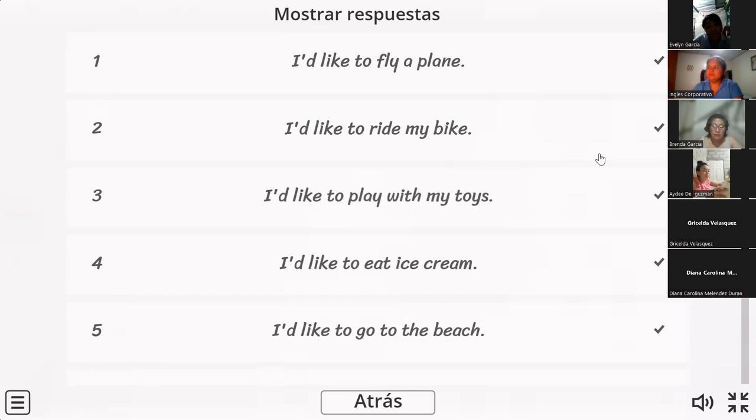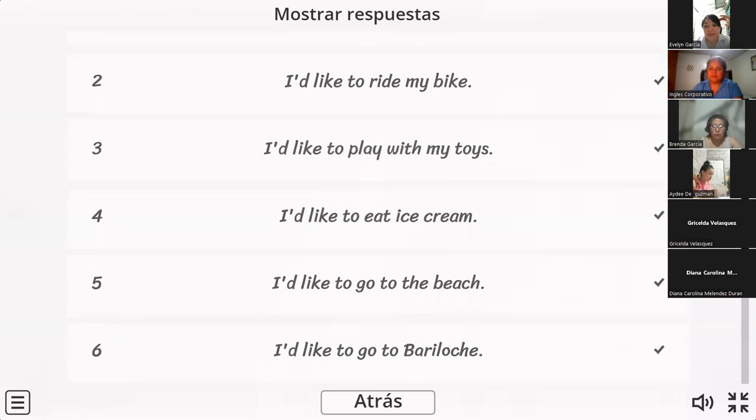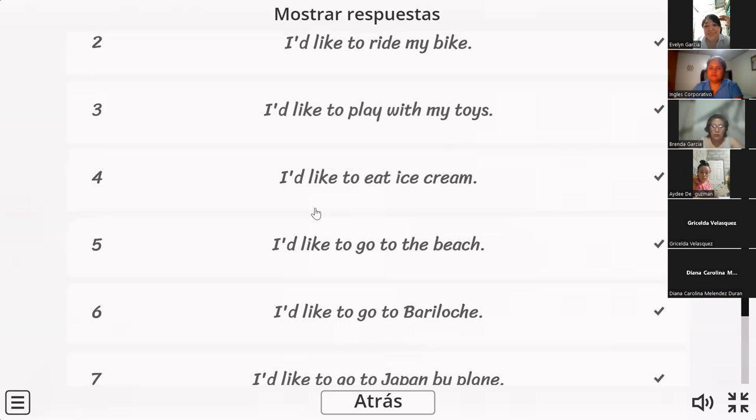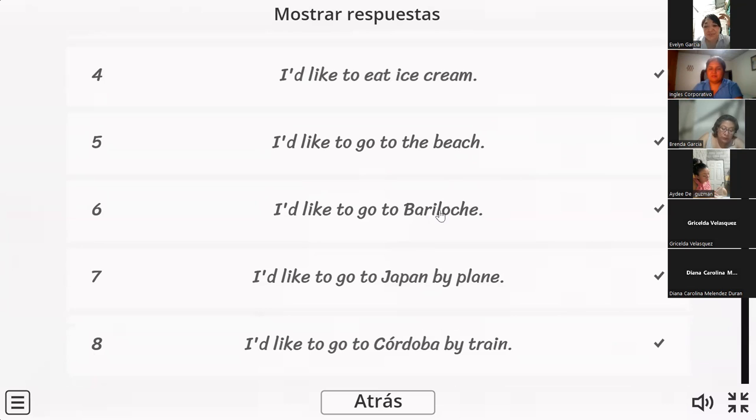Okay, Evelyn, go ahead. I like to fly a plane. I like to ride my bike. I like to play with my toys. I like to eat ice cream. I like to go to the beach. I like to go to Bariloche. I like to go to Japan by plane. I like to go to Cordoba by train. Okay. Good job. Thank you so much, Evelyn.